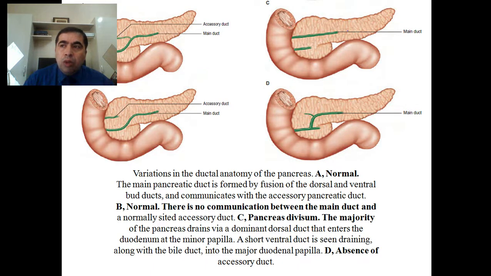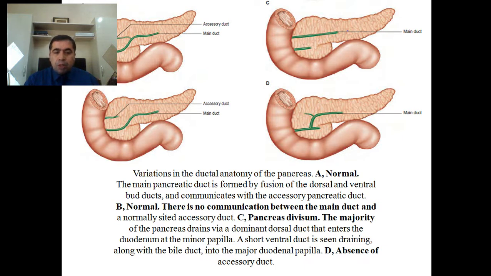As I told you, the pancreas, like the liver, develops from the endoderm of the duodenum, but from two germs, anterior and posterior. Then they connect together and form the whole pancreas. You are looking at this variation. The main pancreatic duct is formed by fusion of the dorsal and ventral bud ducts.